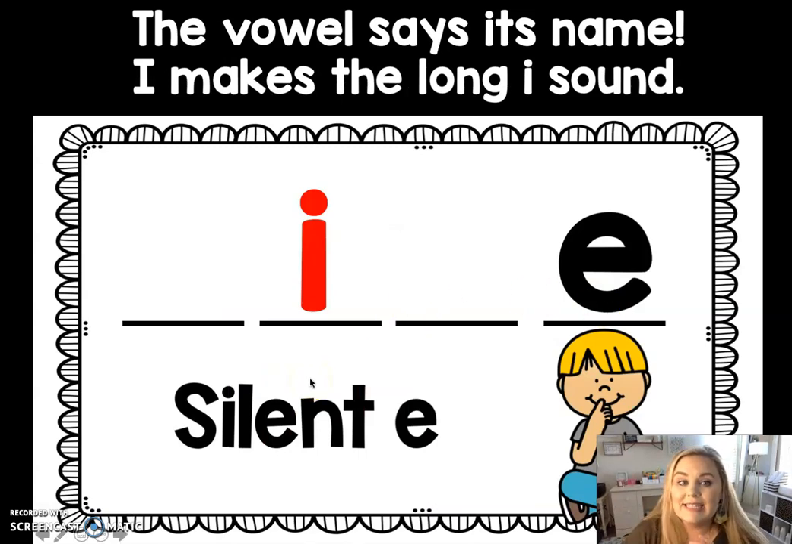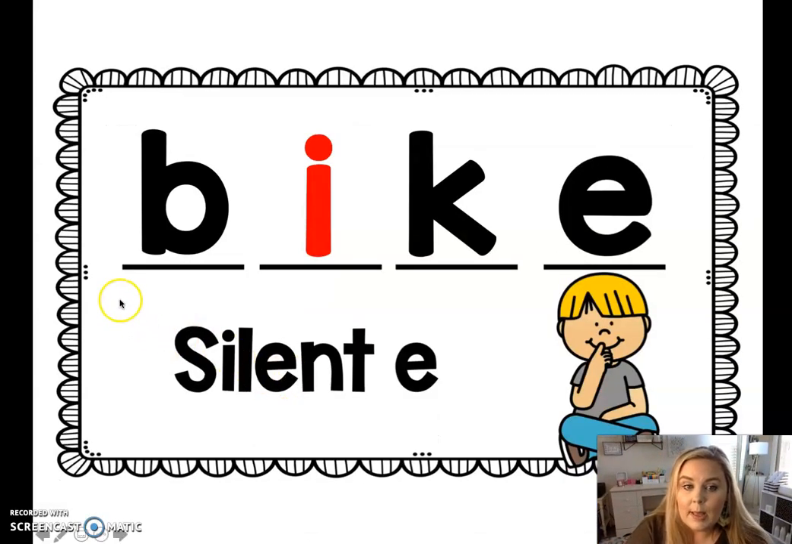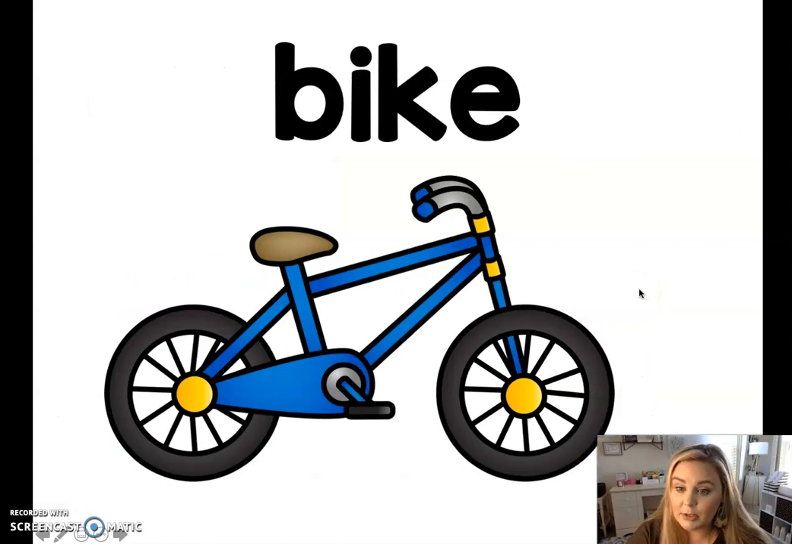The vowel says its name. I makes the long I sound. So it's not going to say I. These are all super silent E words, so it's going to say I. So are you ready to sound them out with me? B, I, K, bike. There's a picture of a bike.